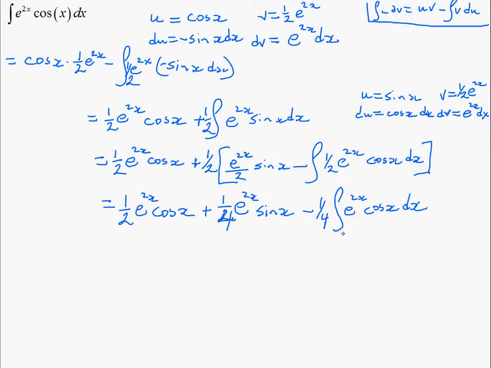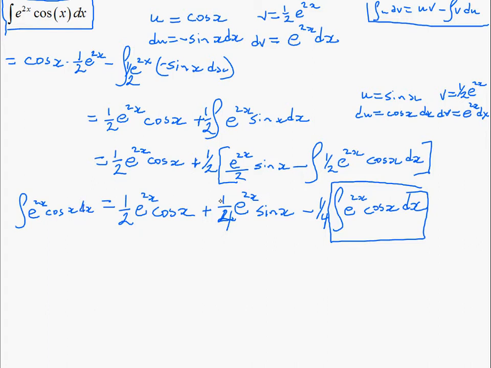But if you notice here, it's just going to keep repeating, because we're always going to get an e to the 2x and a trig function, either sine or cosine. But this part here in particular is the same as the question we're trying to solve. So this is actually an equality: the integral of e to the 2x cosine of x dx is equal to that. Well, if these are the same pieces, then there's no reason we can't bring that over and make it plus 1 over 4 with this.